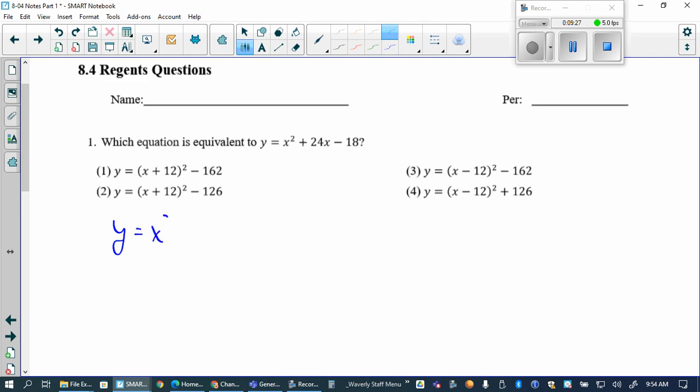So x squared plus 24x. You guys take it from there. There's no fractions in this one, right? You know what you're going to add, and you know what you're going to subtract. And you know how to factor it.